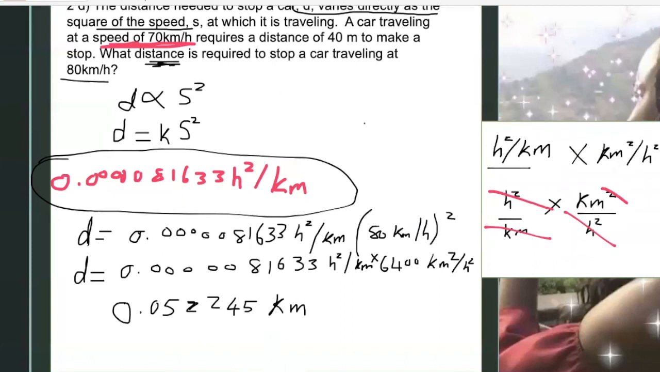But since they gave us meters, we can quickly multiply this by 1,000 and we will get the answer in meters, where I move the decimal place 1, 2, 3 places to the right. So the answer is 52.245 meters.